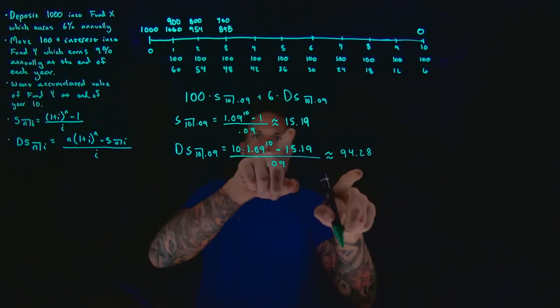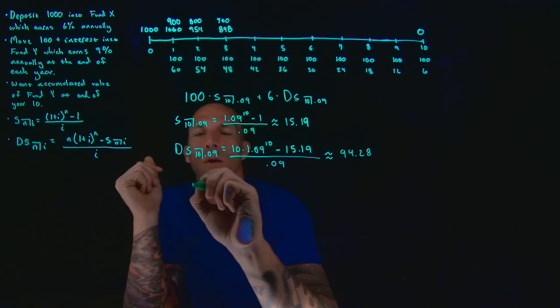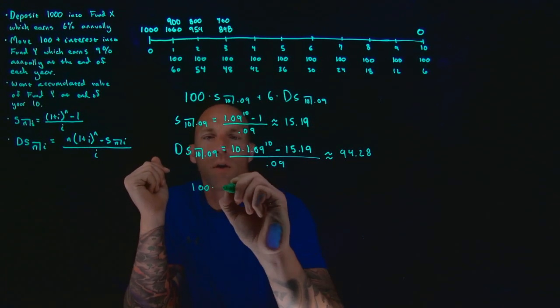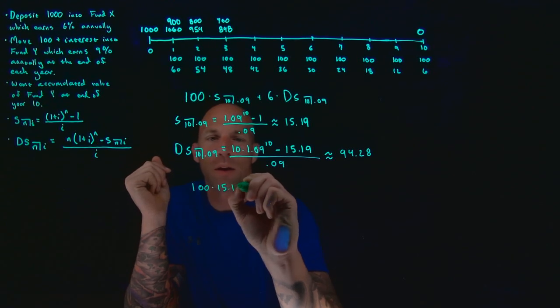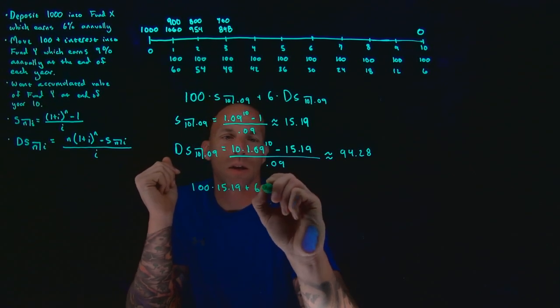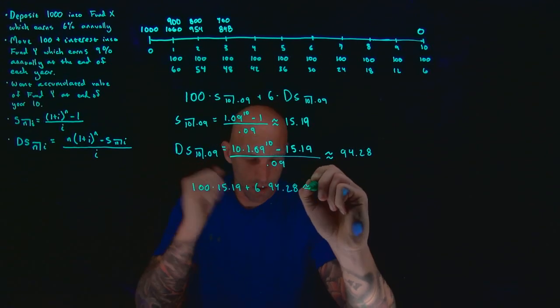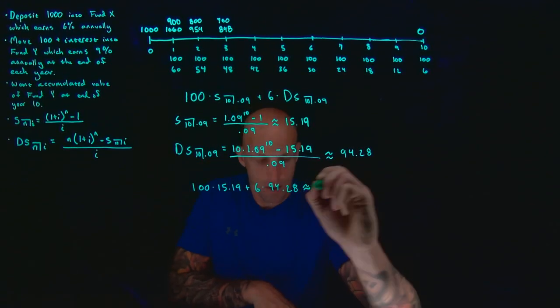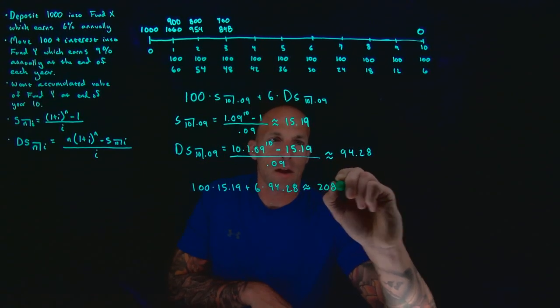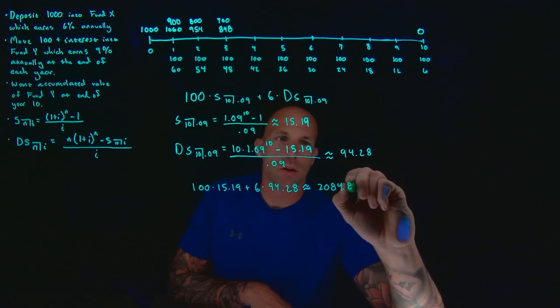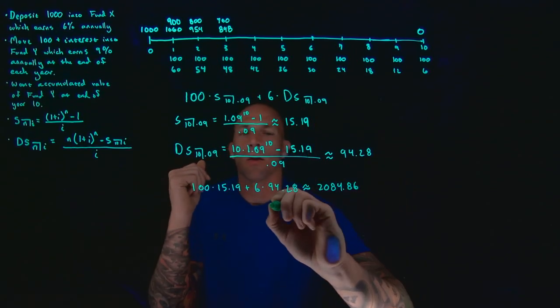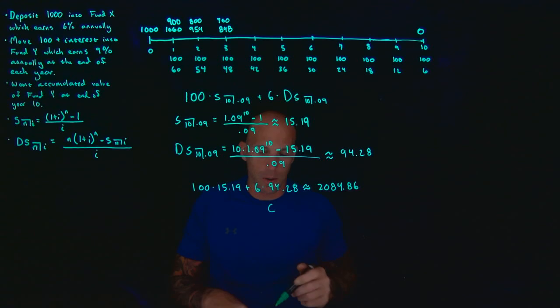So now we can substitute these values into our equation and solve. 100 times 15.19 plus 6 times 94.28 is just about $2,084.86. Rounding to the nearest dollar gives us a final answer of C.